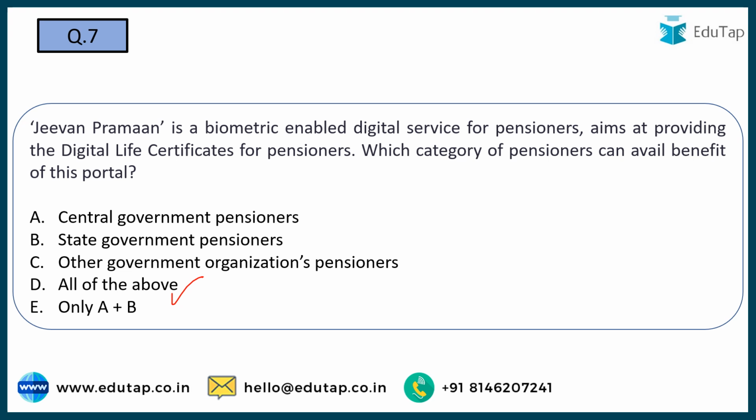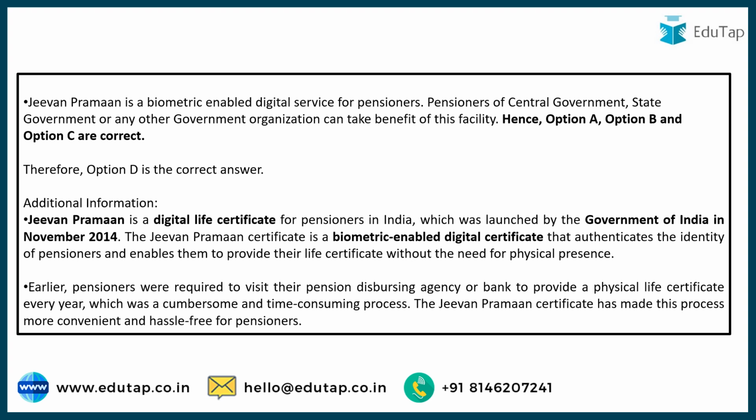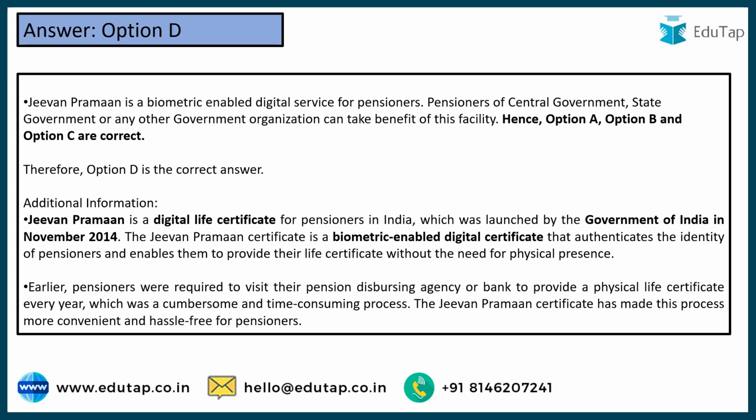According to Jeevan Pramaan, which is an initiative of Government of India, you can get digital life certificates for multiple pensioners, whether you are a central, state, or any government organization pensioner. Even if you read the text with me, your answer is option number D. Jeevan Pramaan is a digital life certificate for pensioners in India, which was launched by Government of India in 2014. Jeevan Pramaan certificate is a biometric enabled digital certificate that authenticates the identity of pensioners and enables them to provide life certification without the need of physical presence.